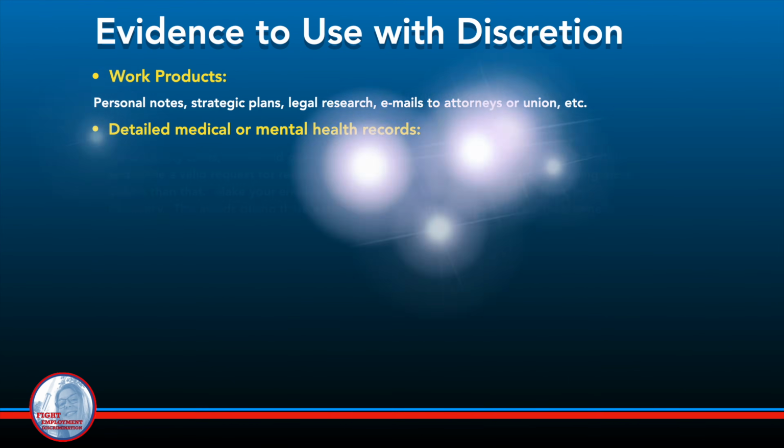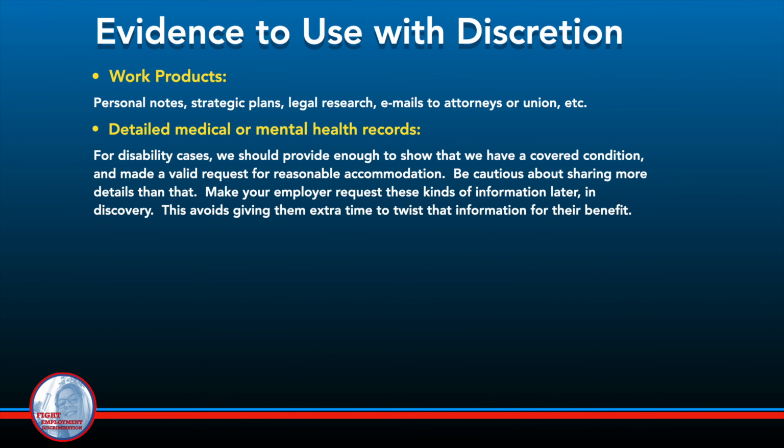Detailed medical or mental health records. If we have a disability case, we have to give our investigator enough information to show that we have a covered condition and that we made a valid request for reasonable accommodation. But very detailed letters from our therapist or information about diagnoses that aren't related to our request for accommodation, while they may be useful later on in helping us establish damages, I personally would make my employer ask for them later in discovery. Because handing over too much of this kind of highly personal information too early in the process just gives your employer more time to think about how they can spin that and use it against you.